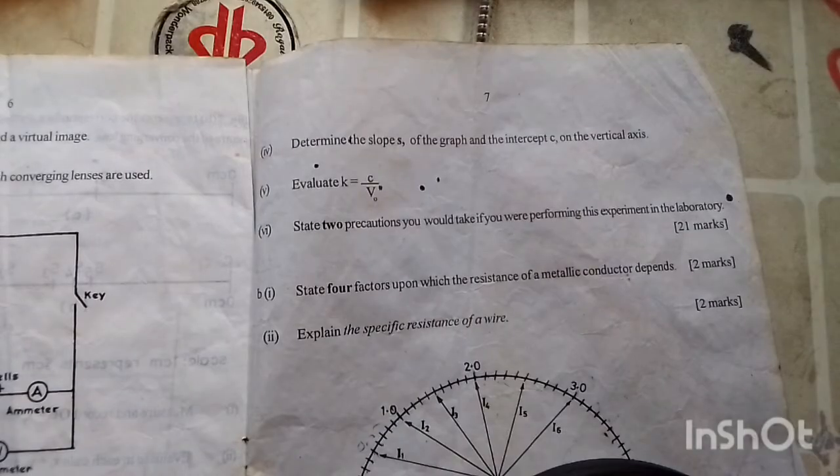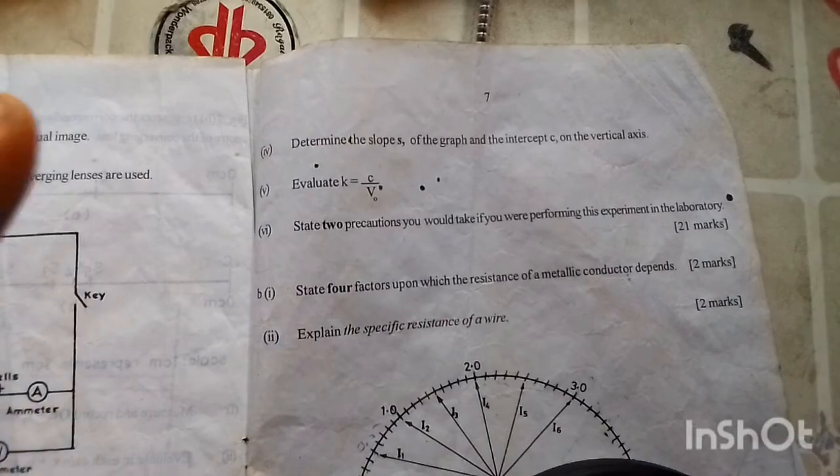Now V question says, evaluate K is equal to C all over V0. And of course, the C is the intercept on the vertical axis against V0. V0, we shall determine the V0 from our voltmeter. Now, state 2 precautions you would take if you were performing this experiment in the laboratory. B, state 4 factors upon which the resistance of a metallic conductor depends. Now, BI says, explain the specific resistance of a wire.